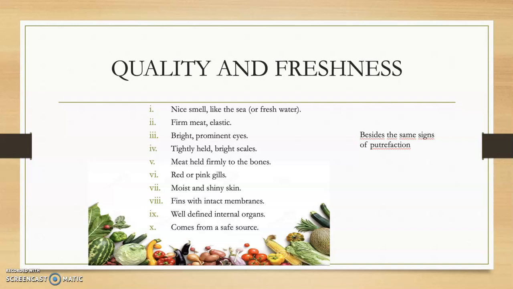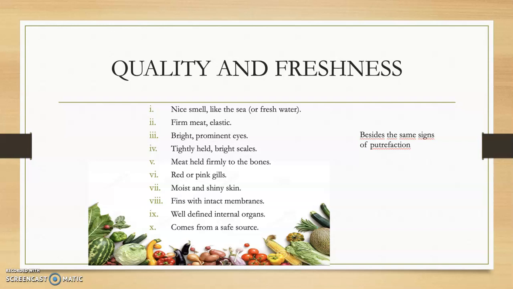The fifth step that we have to have in mind is that the meat is held firmly to the bones. The sixth one is that they have red or pink gills. In the seventh place, we have to check the moist and shiny skin of the fish. The eighth place, we have to see the fins with intact membranes.